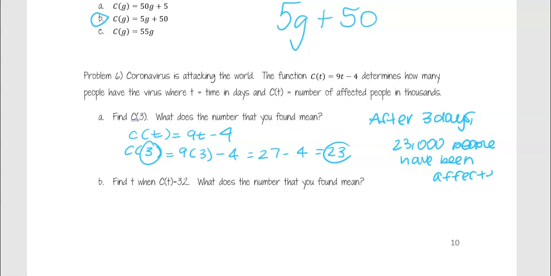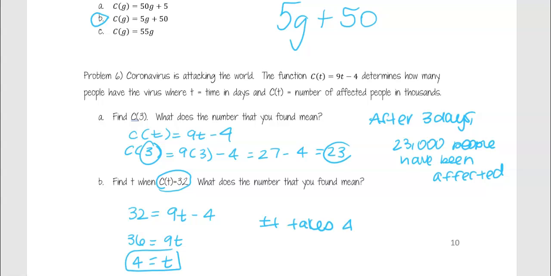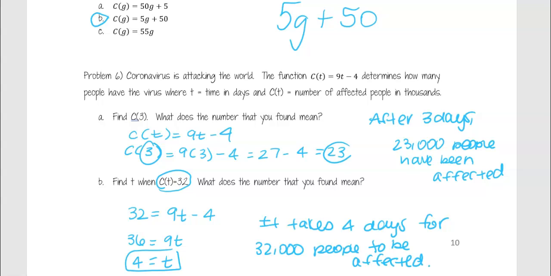And then the last question says find t when C of t equals 32. I take the function and set it equal to 32. And then I solve this. And I get 4 equals t. That means it takes 4 days for 32,000 people to be affected. Okay, so these can be really easily applied to real world problems. Alright guys, that's section 5.4. Great job!